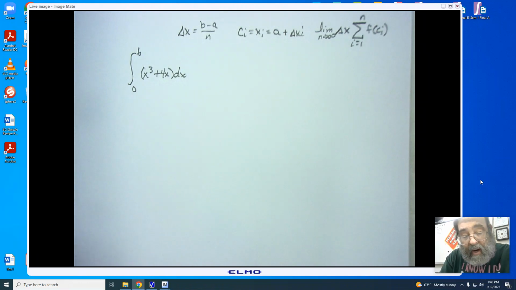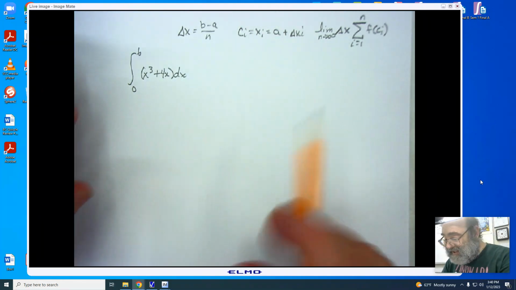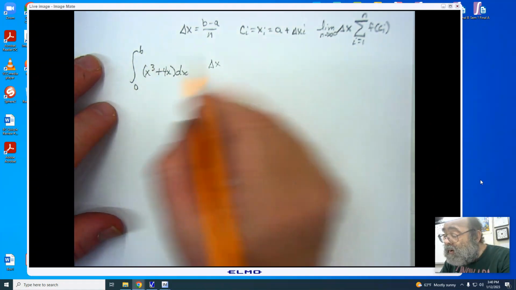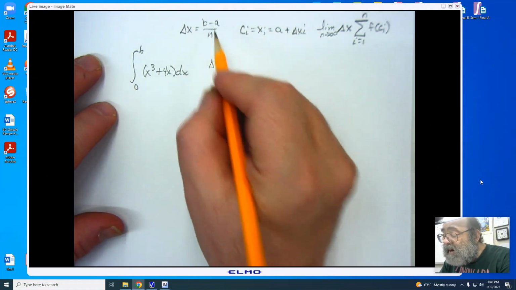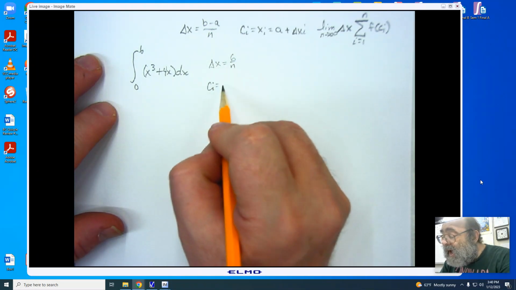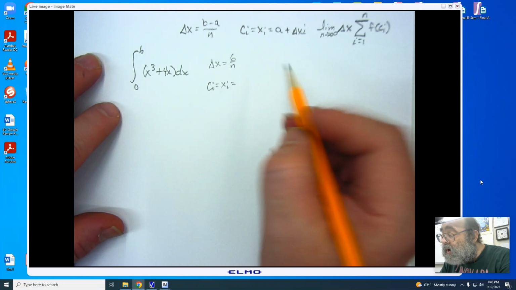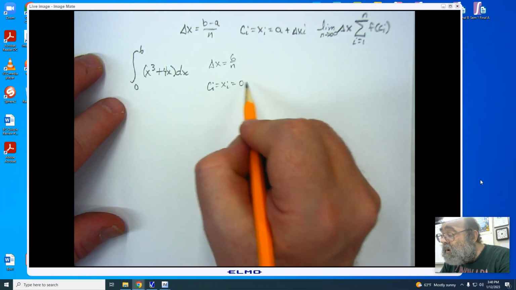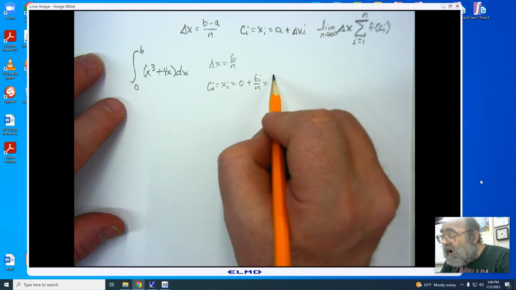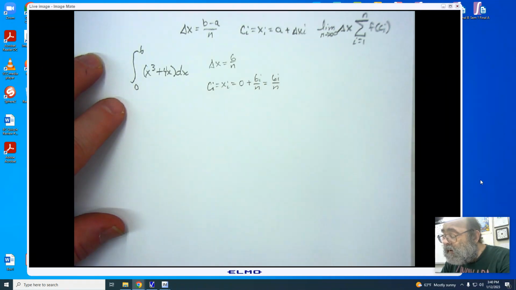Alrighty, here we go. Let's do it. Our delta x is the gap between 0 and 6, which is 6 minus 0 divided by n. C sub i, or x sub i, the x that we're going to use, is going to be 0 plus 6i over n. We're going to simplify that to 6i over n.